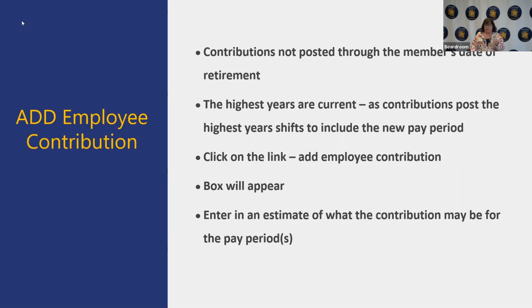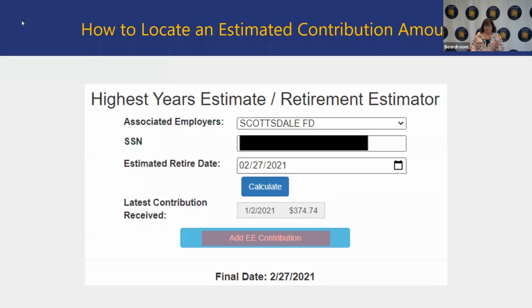As those contributions are posted, that high 3 will shift to potentially include the posted contributions that are still coming. There is a link on the screen that you can click on to add an employee contribution. This is to help eliminate that projected amount because that could be inflated, and we're trying not to use that inflated amount if at all possible. Here's how you will see it as it appears on the screen in the local board portal. The add EE contribution is right there below the last contribution received.